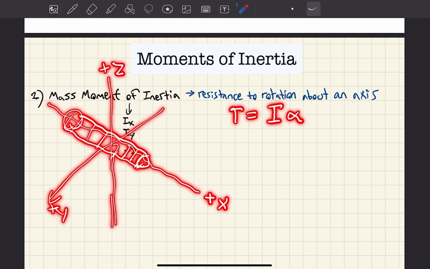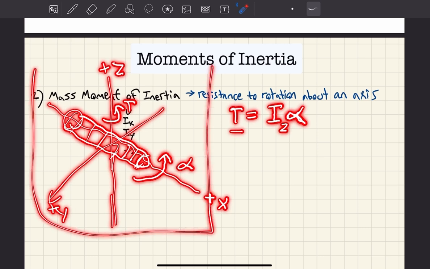Okay. Let's say I apply a torque about the z-axis, right? I apply a torque about the z-axis. Therefore, my rod is accelerating angularly, has an angular acceleration about the z-axis. And for this formula, therefore, torque is equal to the mass moment of inertia about the z-axis multiplied by the angular acceleration, right? Hopefully this system makes sense.